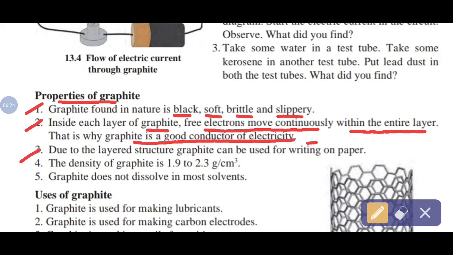Third property is given here. Due to the layered structure, graphite can be used for writing on paper. Fourth property. The density of graphite is 1.9 to 2.3 gram per centimeter cube. There is also the diamond density given. And fifth property of graphite is given here.